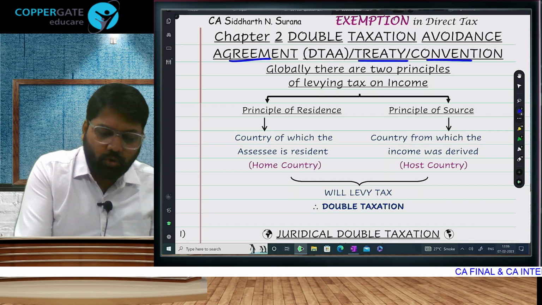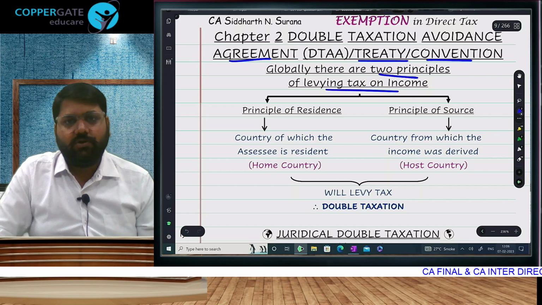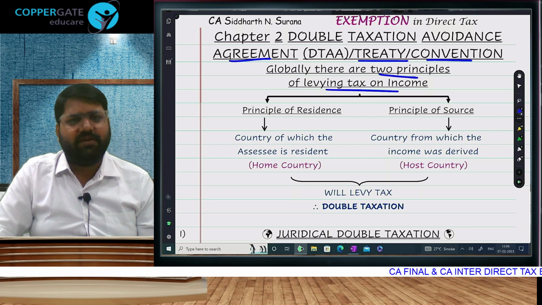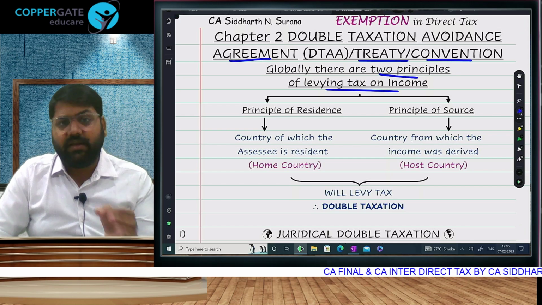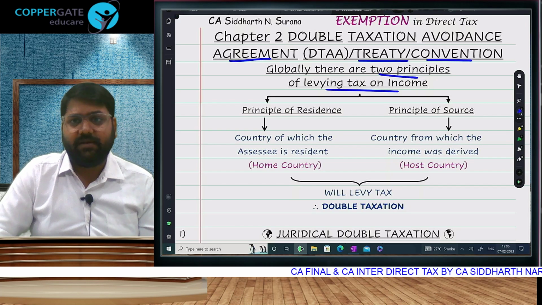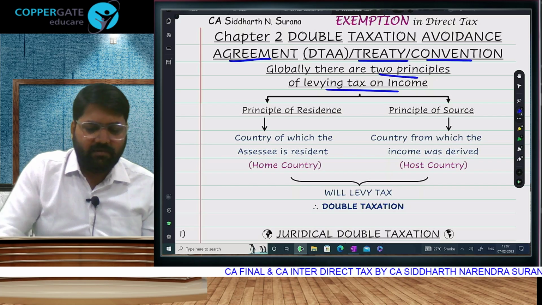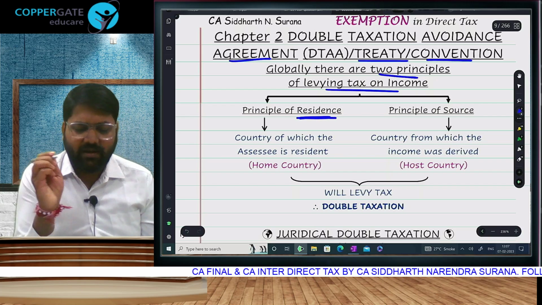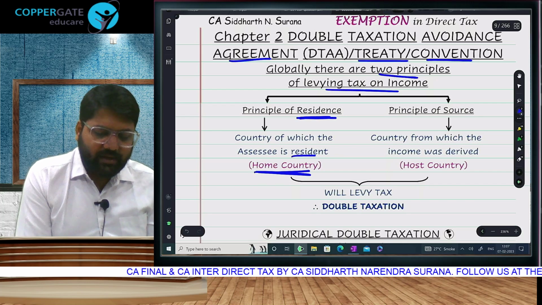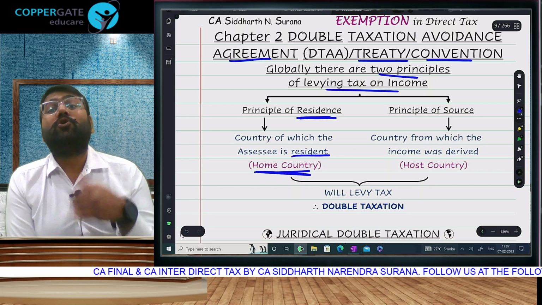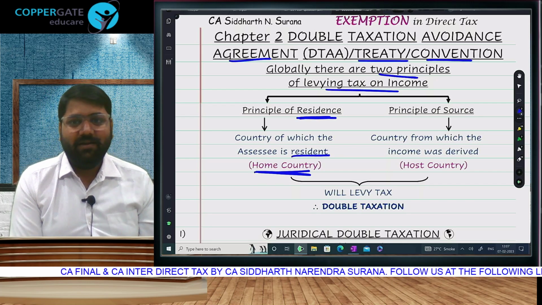Globally there are two principles of levy of tax. Globally, whenever and whichever country levies income tax — there are many countries in the world which don't have any income tax, but in case a country has to levy income tax, there are two principles of levy of tax on income. Principle of resident: if you are a resident of any country, that country will be called a home country, and that country will tax you on your world income, global income.